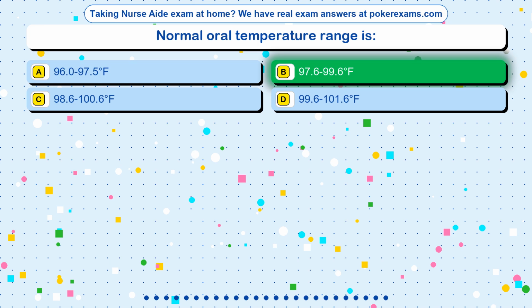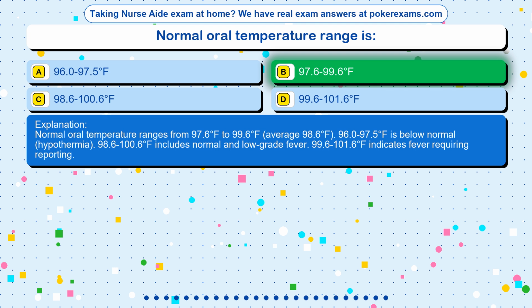The correct answer is option B, 97.6 to 99.6 degrees Fahrenheit. Normal oral temperature ranges from 97.6 degrees Fahrenheit to 99.6 degrees Fahrenheit, average 98.6 degrees Fahrenheit. 96.0 to 97.5 degrees Fahrenheit is below normal, hypothermia. 98.6 to 100.6 degrees Fahrenheit includes normal and low-grade fever. 99.6 to 101.6 degrees Fahrenheit indicates fever requiring reporting.